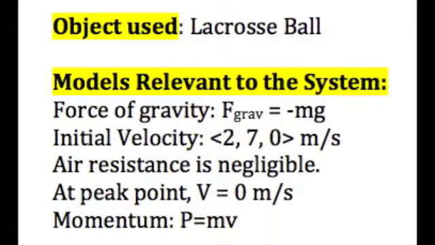The models relevant to the system are the force of gravity, the initial velocity being 2,7,0 meters per second, air resistance is negligible, and the momentum.